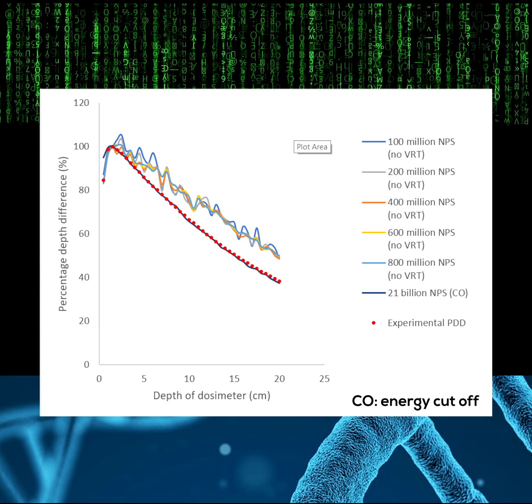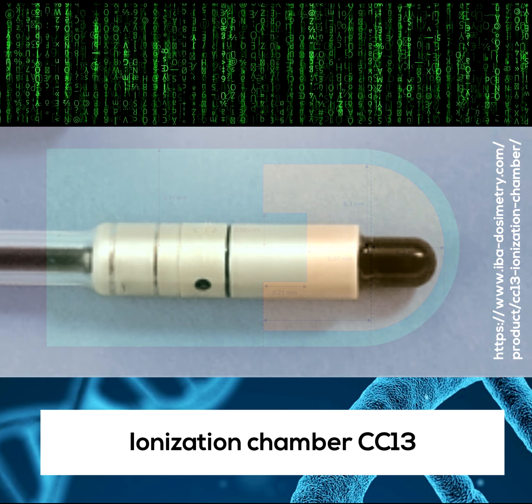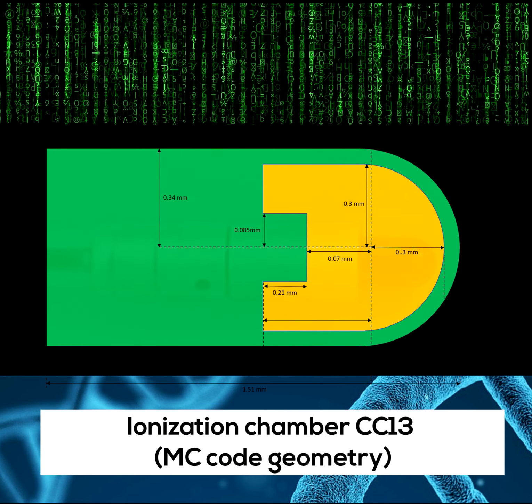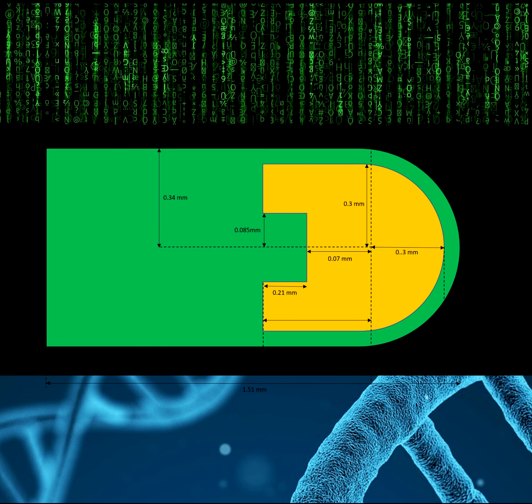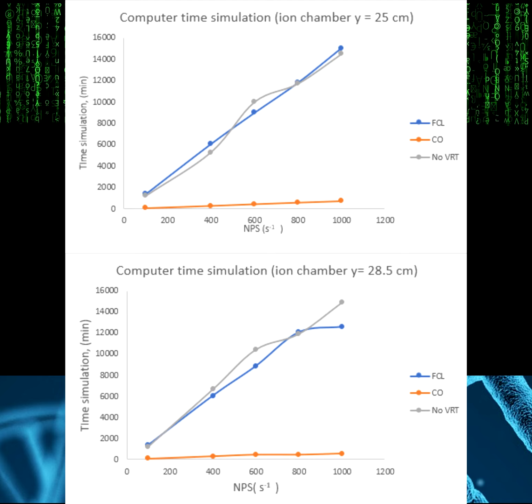The next graph is the accuracy in terms of uncertainty. Instead of using a simple dosimeter, the ion chamber CC13, the real dosimeter, is coded in MC, with the conditions applied being cutoff energy, forced collision, and without VRT. Cutoff energy showed the best performance, with good uncertainty values and computer simulation time. Though forced collision helps in reducing uncertainty, the simulation time is unchanged compared with the code without VRT.